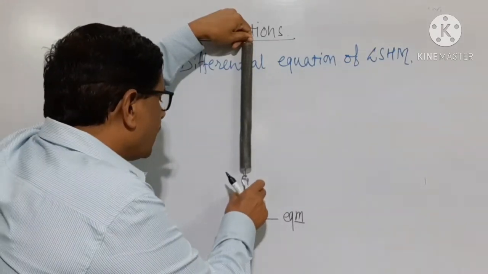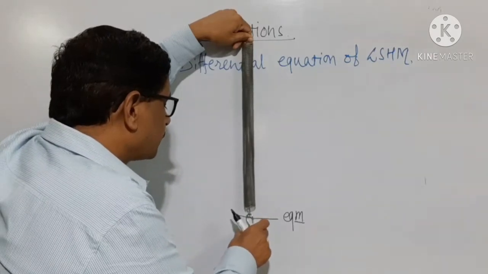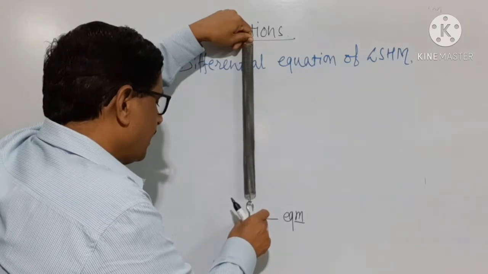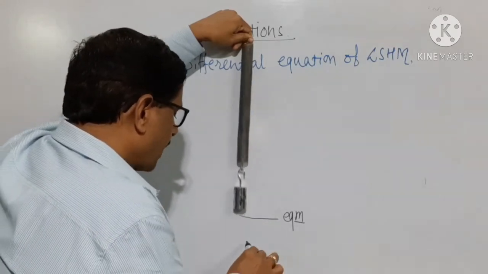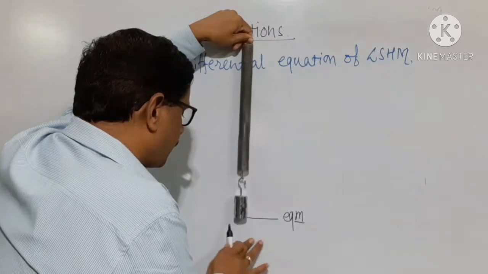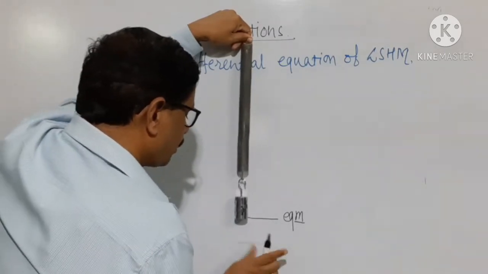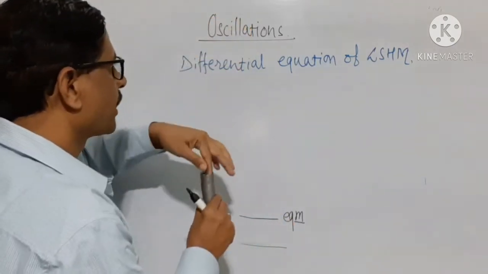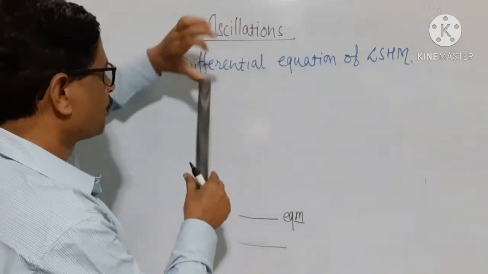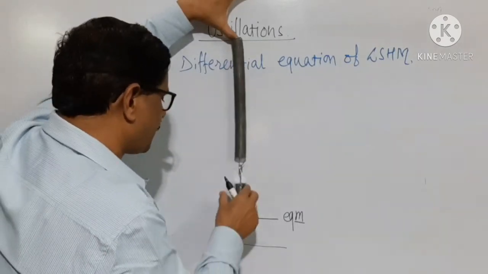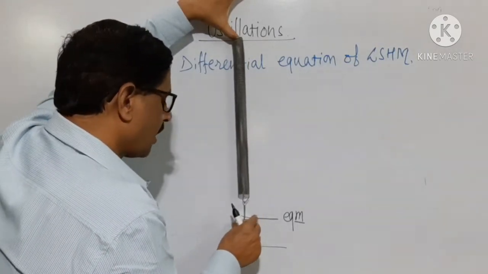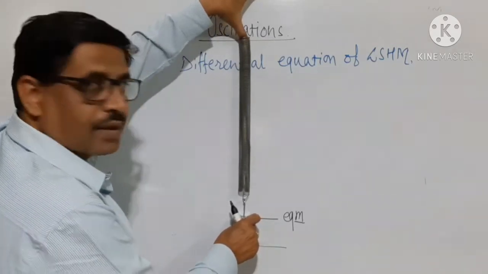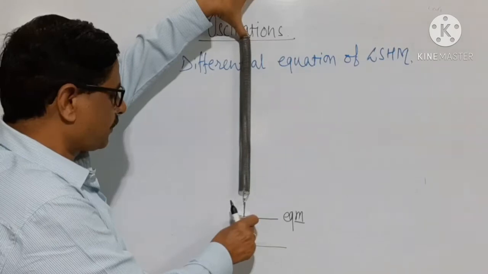Now, let this mass be pulled so that it will be displaced to the extreme position, which I will mark here, up to which I have to displace this spiral spring. This is the positive extreme position to which the spring is displaced.